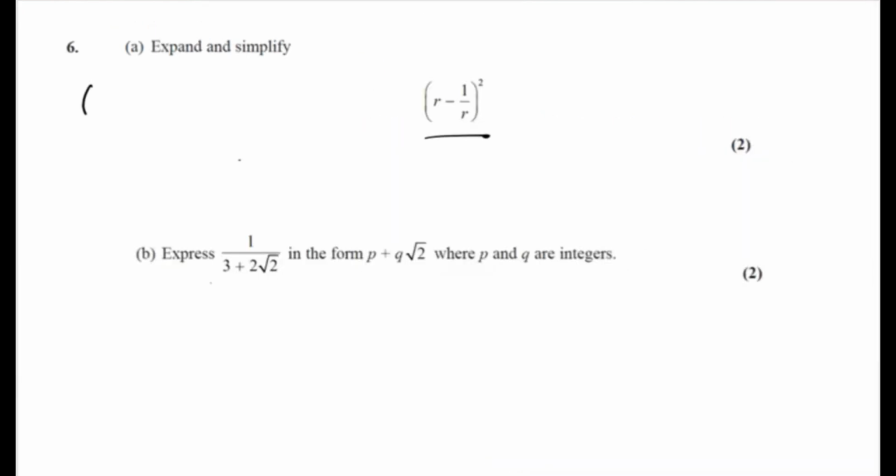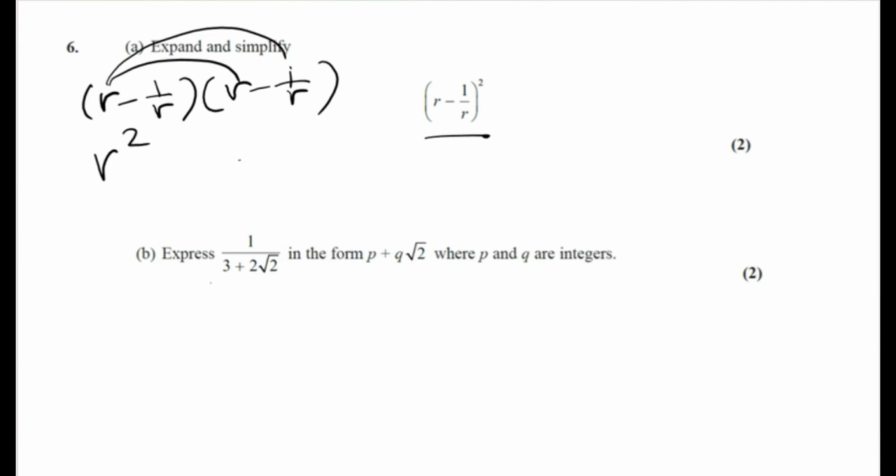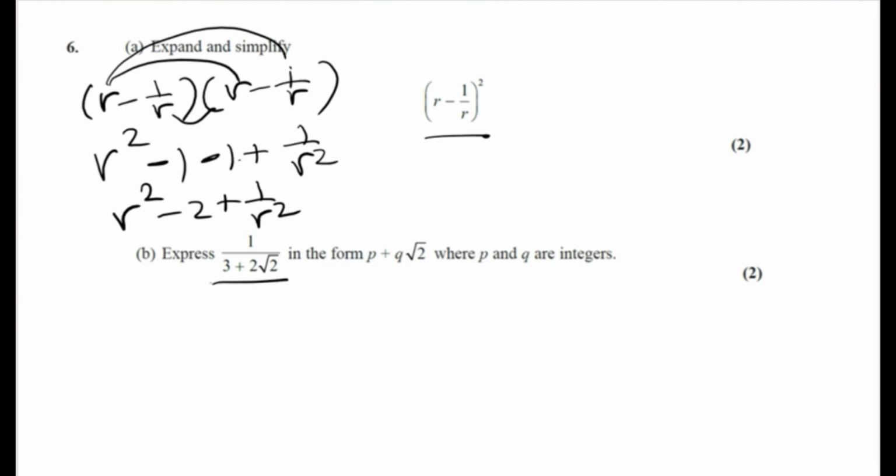So r minus 1 over r, squared. r times r will give r squared, r times 1 over r will cancel, minus 1. This also gives us minus 1, and plus 1 over r squared, minus and minus will give r squared. Further simplified, r squared minus 2 plus 1 over r squared. That's our expansion. B, express this surd in the form p plus q root 2.